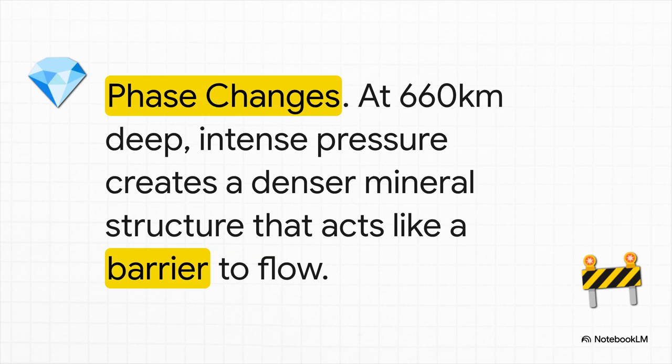Now let's go deeper. About 660 kilometers down, the pressure is so intense that it literally forces the atoms in the minerals to rearrange themselves into a whole new, denser structure. It's what's called an endothermic phase change, meaning it actually absorbs heat, and it acts like a major barrier to flow. So when cold, sinking slabs of rock hit this depth, they can just get stuck.